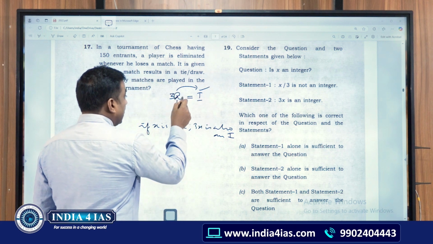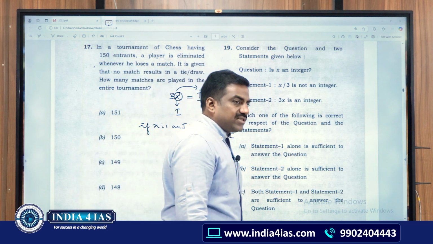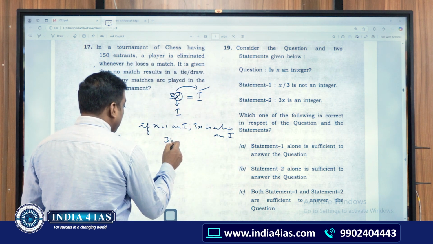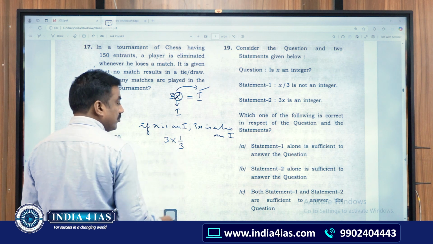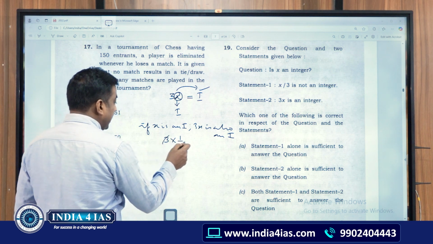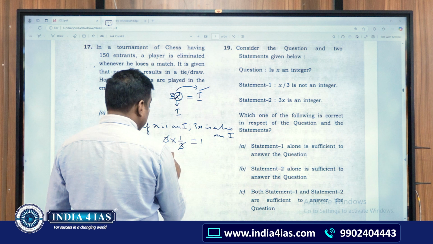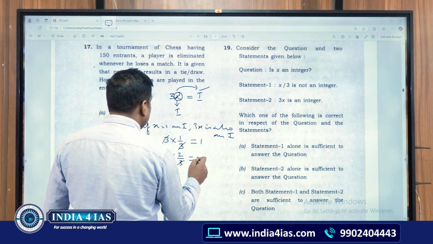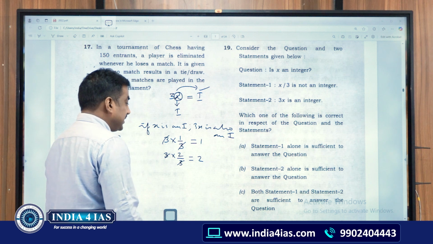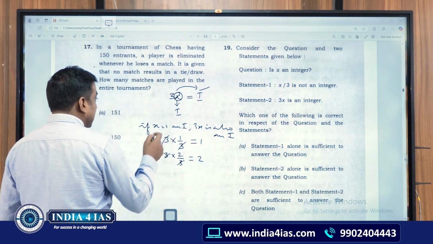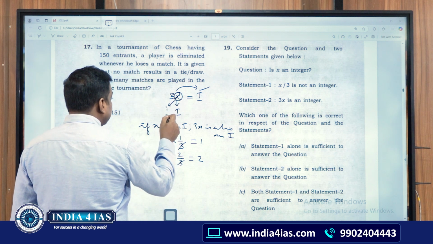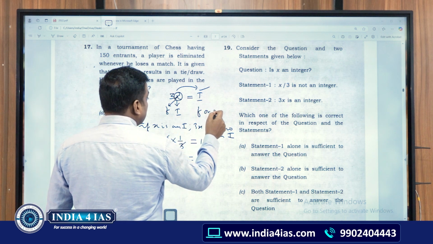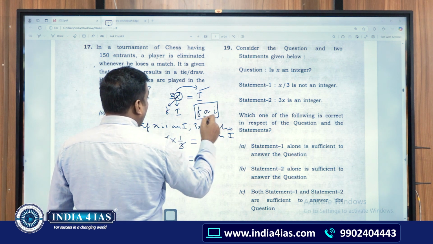But is there any chance of this to be a fraction? For example, 3 into 1 by 3: the 3 gets cancelled, and this is 1, an integer. 3 into 2 by 3: the 3 gets cancelled, it is 2. So like this, there are chances that x can take a fraction value also. So x is a fraction or an integer.